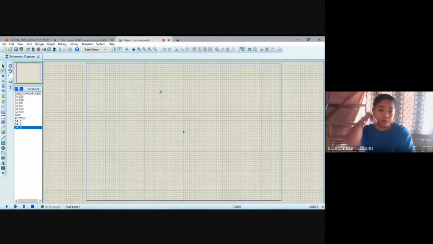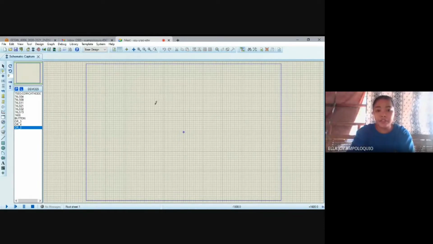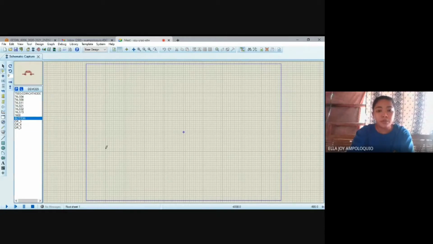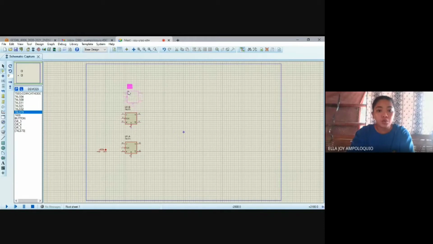So now, first, I will put the button. Then next is the flip-flop, which I will be using for the flip-flops. So I have here 1, 2, 3, and 4.